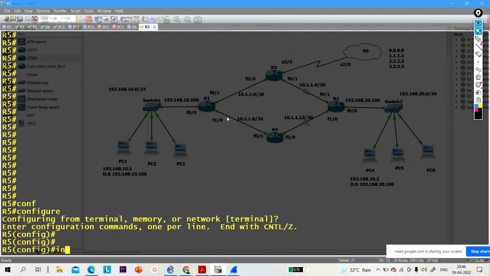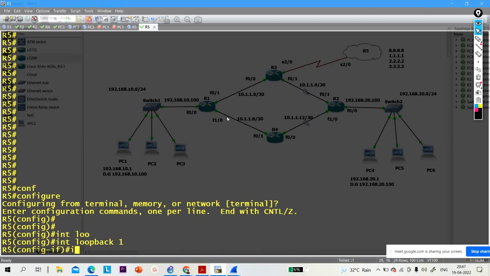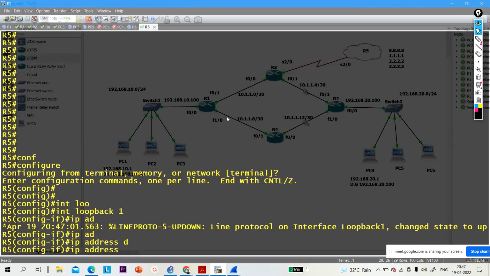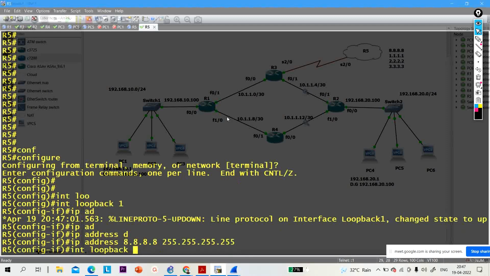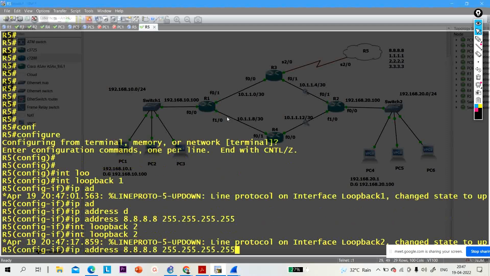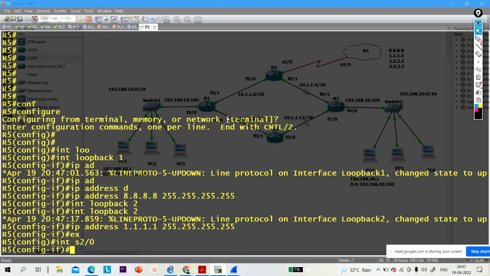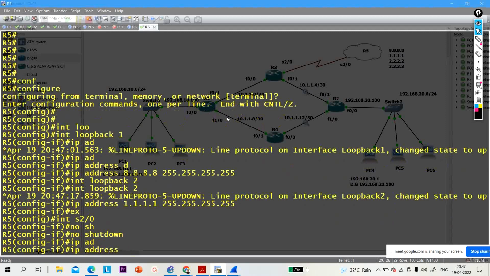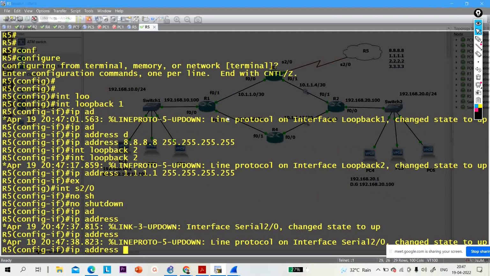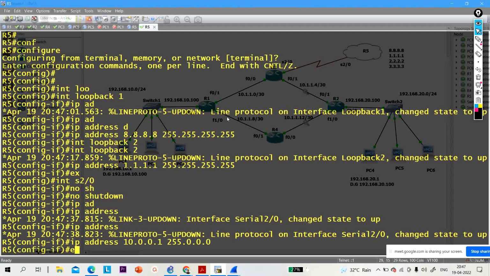Configure terminal, interface loopback 1. IP address is 8.8.8.8 and subnet mask is 255.255.255.255. Interface loopback 2, IP address is 1.1.1.1, 255.255.255.255. Exit. Interface serial 2/0, no shutdown. IP address is, suppose, 10.0.0.1, 255.0.0.0.